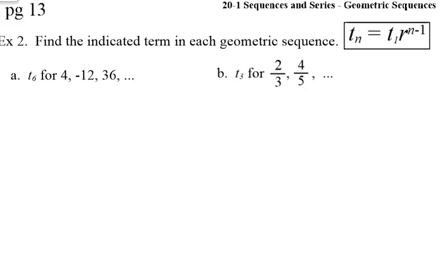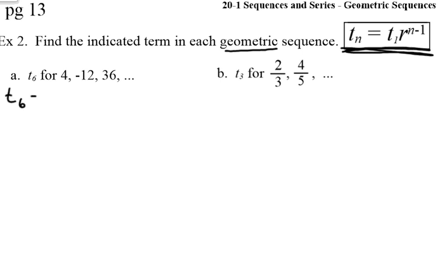Well, let's now look at some calculations. On page 13, we now start to look at actually finding certain values. So it's asking, for example, to find the indicated term. So it tells us they're geometric sequences, so we're trusting that they are, and we're going to use our formula.